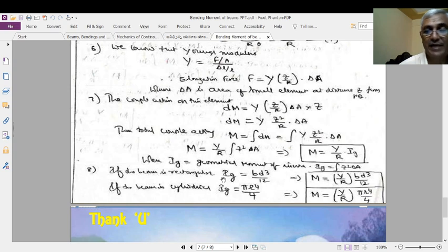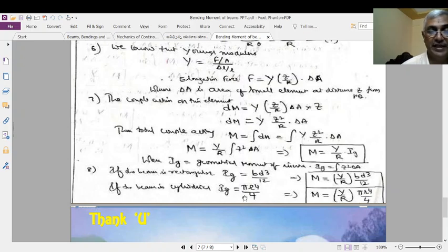In case of a rectangular beam, Ig is equal to bd cube by 12. We know all these things from our intermediate studies. We calculated the geometrical moment of inertia of different structures in different orientations. Therefore, in the formula for a rectangular beam, instead of Ig, we will put bd cube by 12.